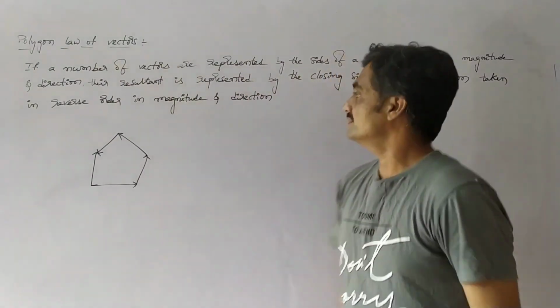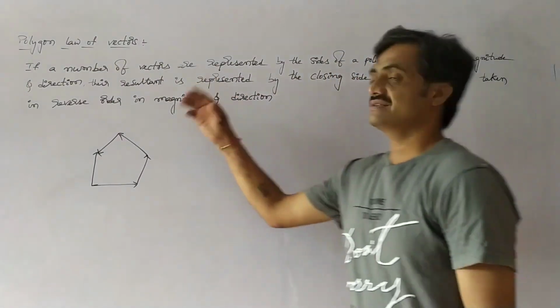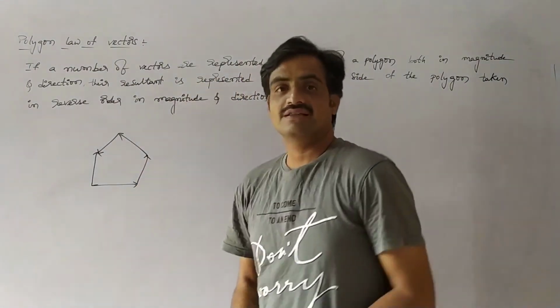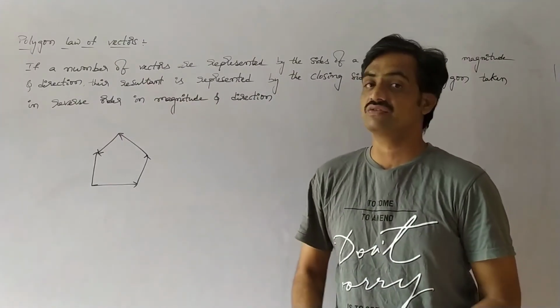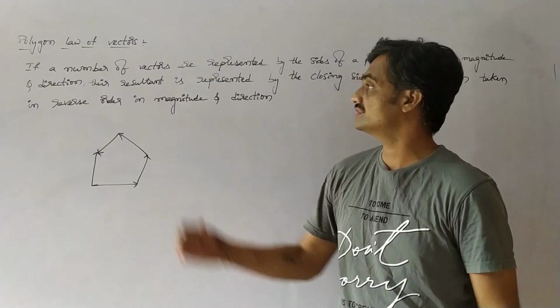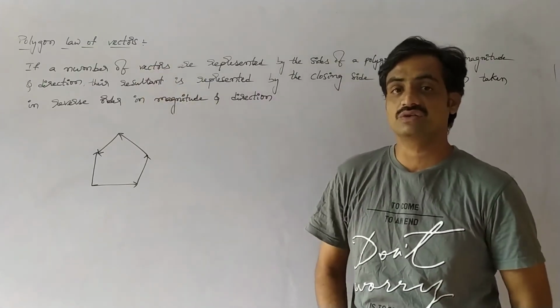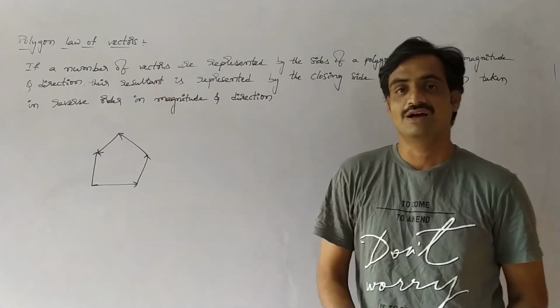Now we are going to discuss the polygon law of vectors. Commonly, the triangle and parallelogram laws are used to add only two vectors. If more than two vectors are given, then we use the polygon law of vectors. So let us see the statement of this polygon law.